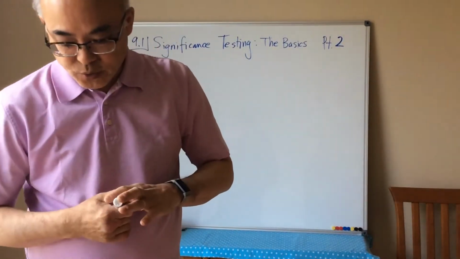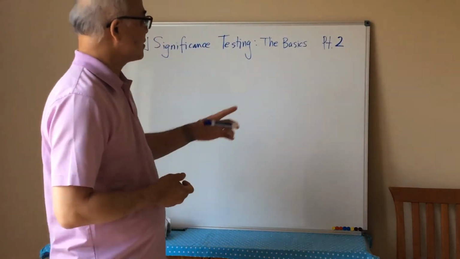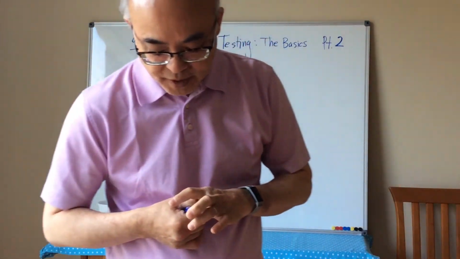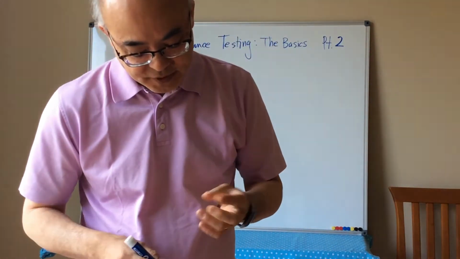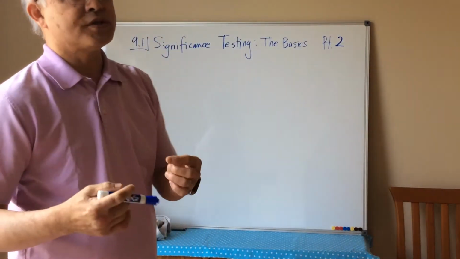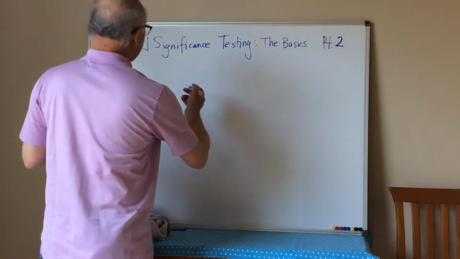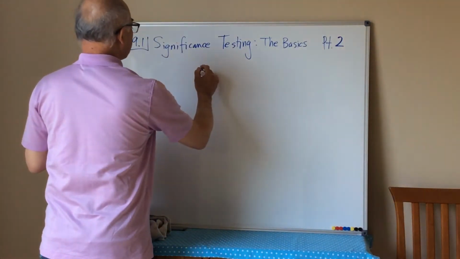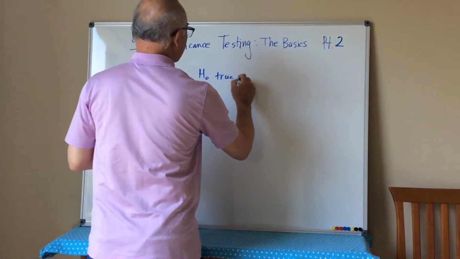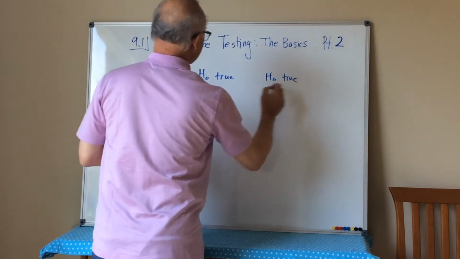Okay, so we're going to continue on with the basics of significance testing. This is part two. In part two, we're going to talk about the type of errors that you can have. When you're doing significance testing, there are actually two types of errors you can have. Basically, either the Ho is true or the Ha is true.